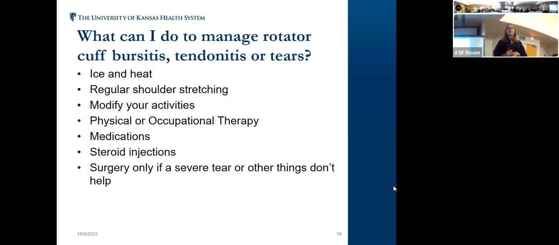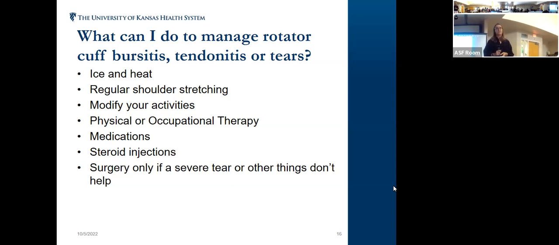So if you are diagnosed with rotator cuff bursitis, tendonitis, or a tear, to manage the pain, we usually recommend something very simple to start out with, like ice or heat, whatever feels better. Sometimes alternating 15 minutes of ice and 15 minutes of heat, like a heating pad, back and forth is really helpful, but it doesn't really matter. Honestly, whichever one feels better is fine. Regular stretching, so back to the range of motion exercises, can't really get away from those, unfortunately. You might need to modify activities for a little bit.